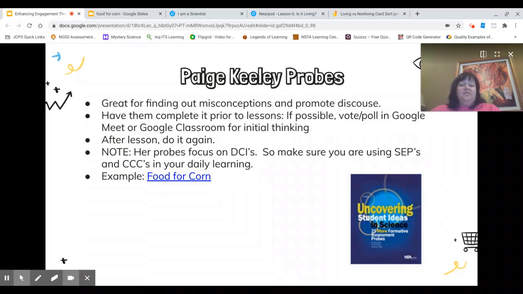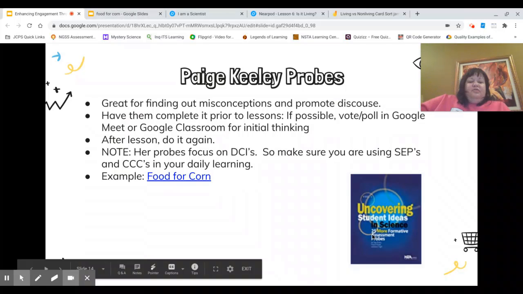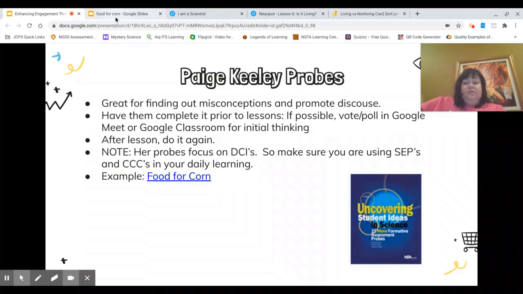Just note Keeley's probes focus on DCIs. They're not so much on using SCPs and CCCs. That's what you'll have to incorporate into your daily learning. But if you're trying to see if they still have some misconceptions, the probes are, I think, awesome. So I wanted to show you one. This is a picture of her book. If you search anywhere on Amazon, you can get those.